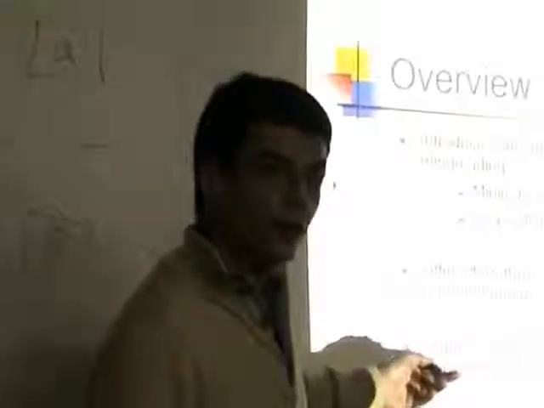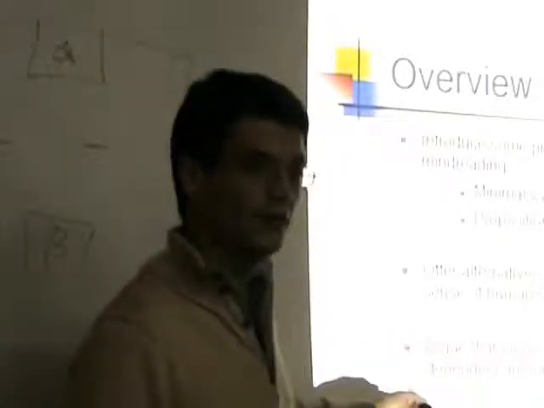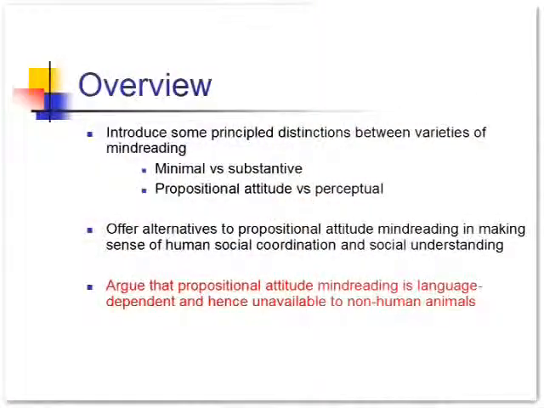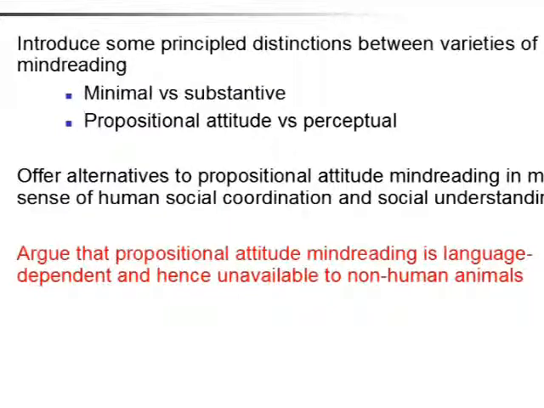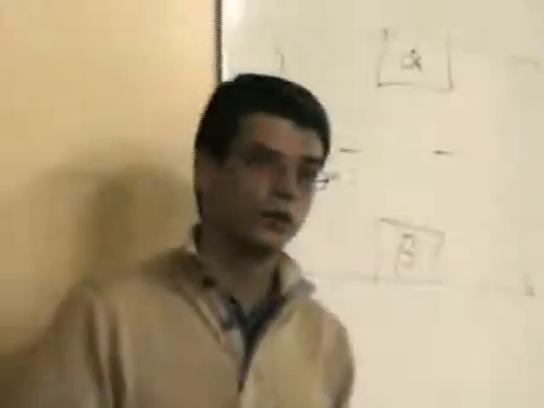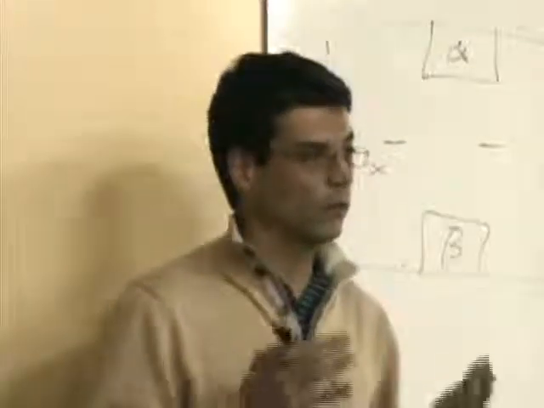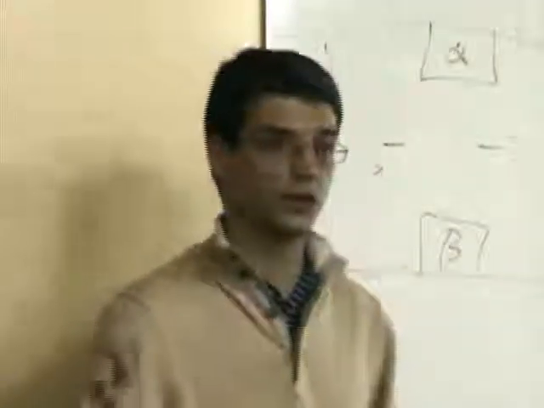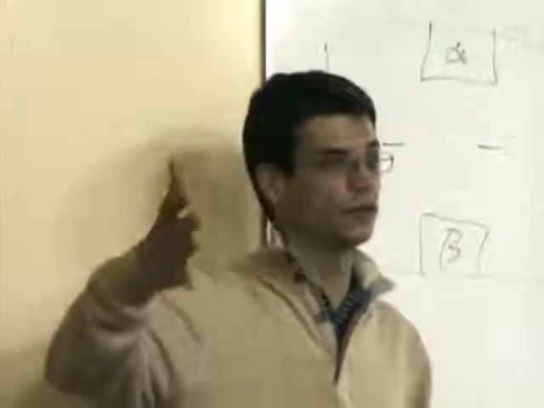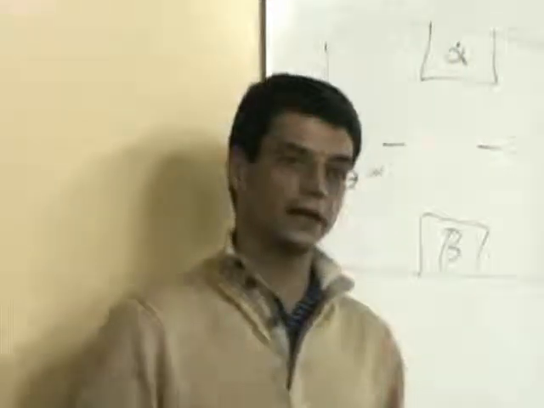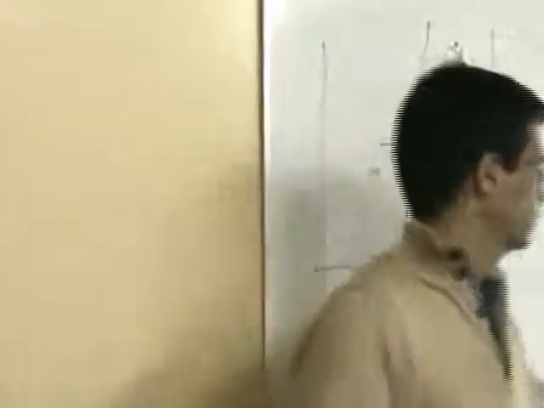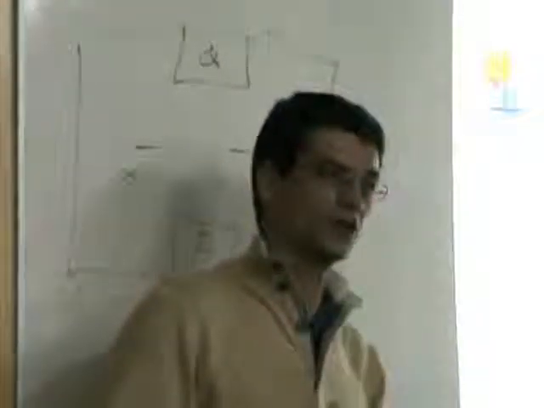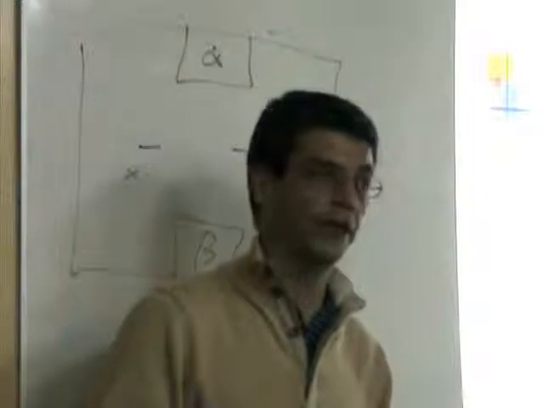And that's a good thing, because the hidden units of my paper contain an argument that propositional attitude mind reading is language dependent. So what I'm trying to do is to find an intermediate position that will do justice to all the examples that we have of sophisticated social cognition in animals, but we interpret them in a way that is consistent with my argument, which is that propositional attitude mind reading is language dependent.